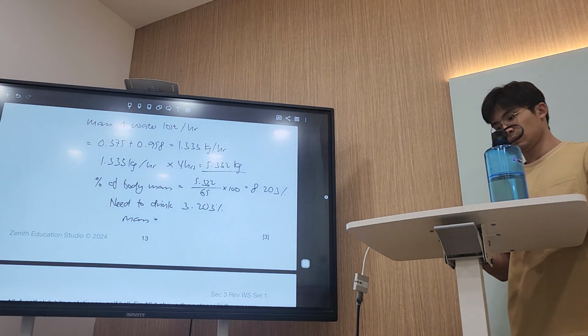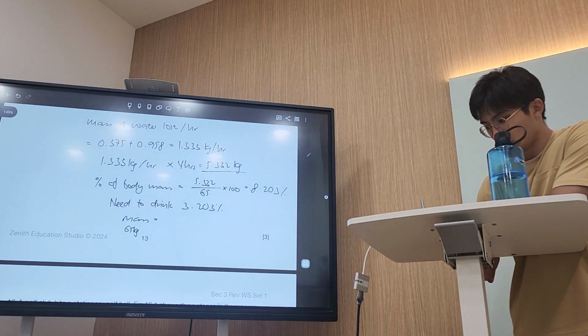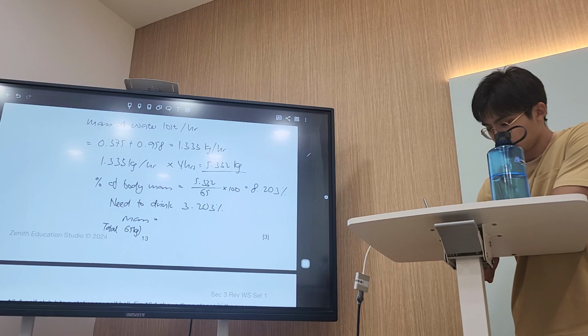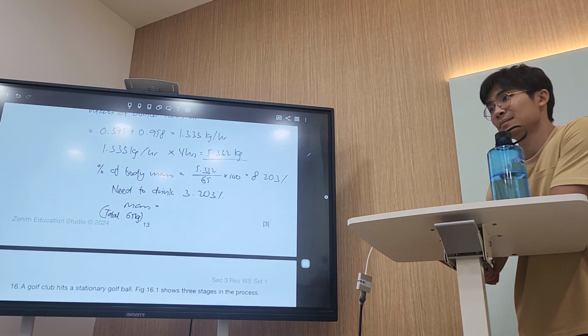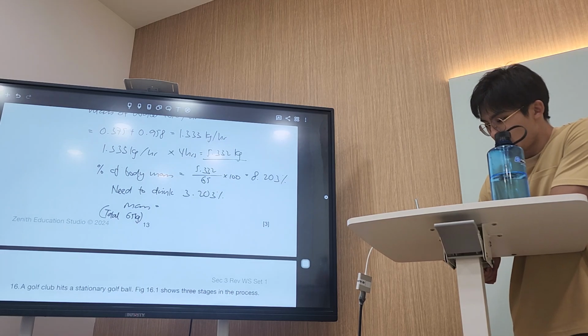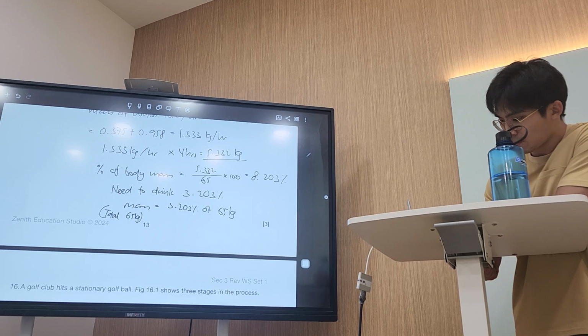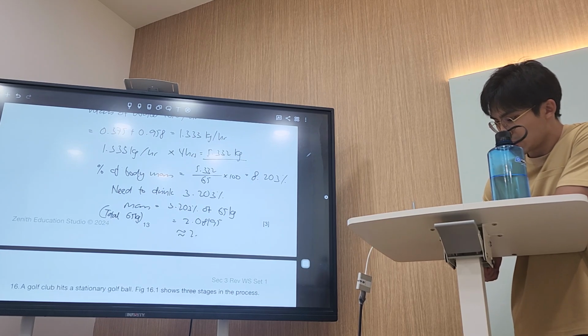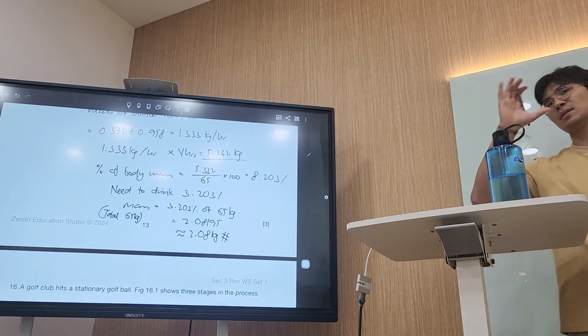You're confused. Your mass is 65 kg. Total mass. Yes. Okay, so the mass that you need to drink is 3.203% of 65 kg, which is 2.08195. Okay, round up, that's 2.08 kg of water. AKA, you just got to drink like 2 big bottles before the race.